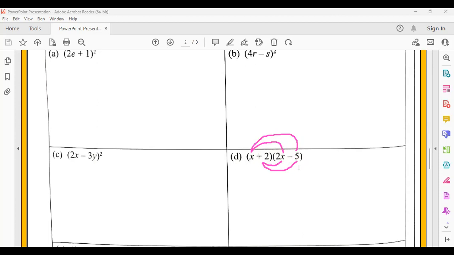Try. All of you try and see. Okay? I think I read Fatin's answer. Is it 2x squared minus x minus 10, Fatin?